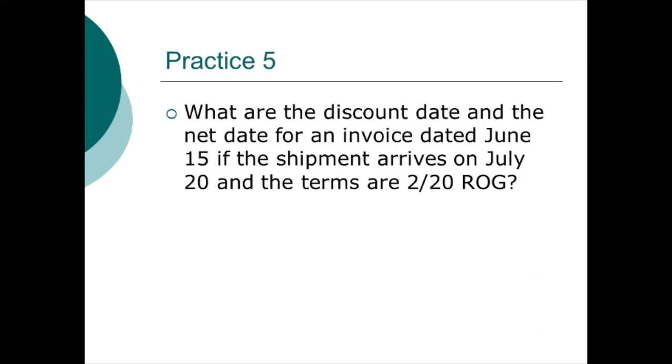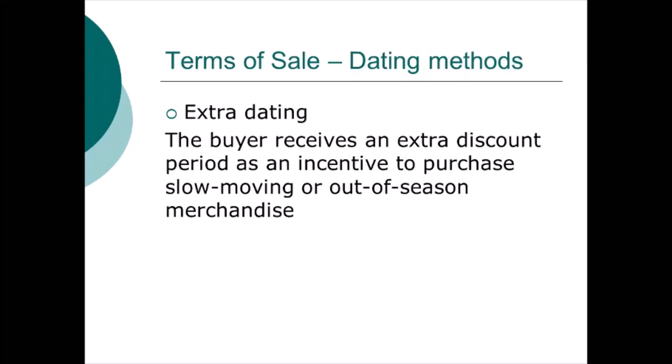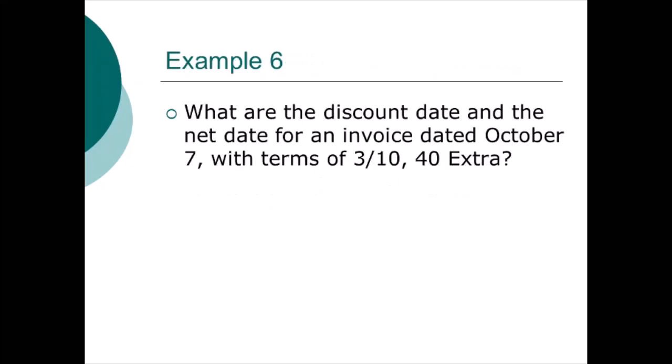For your practice, lastly, the extra dating method. The buyer receives an extra discount period as an incentive to purchase slow-moving or out-of-season merchandise. Example, what are the discount date and the net date for an invoice dated October 7 with terms 3% in 10 days, 40 extra. So the word extra gives us the hint to use the extra dating method.